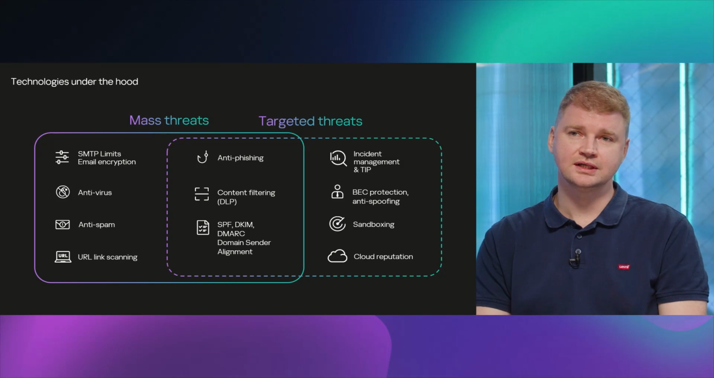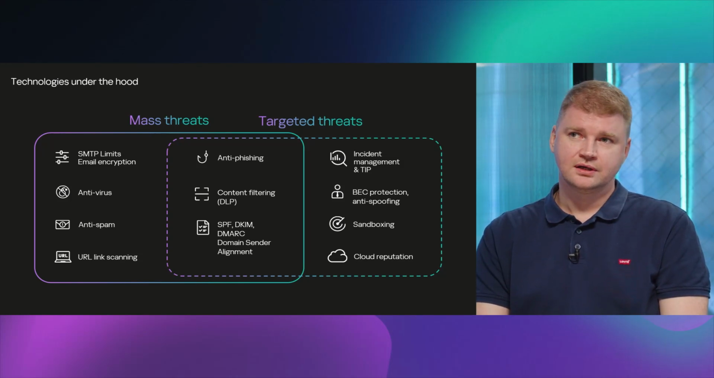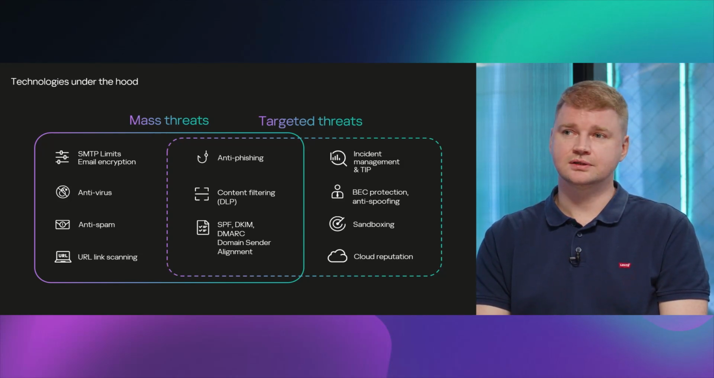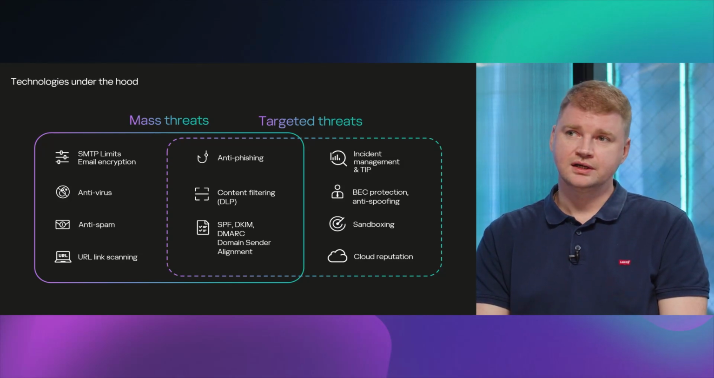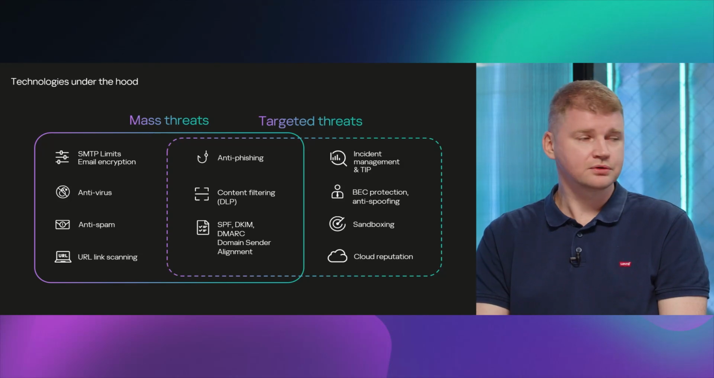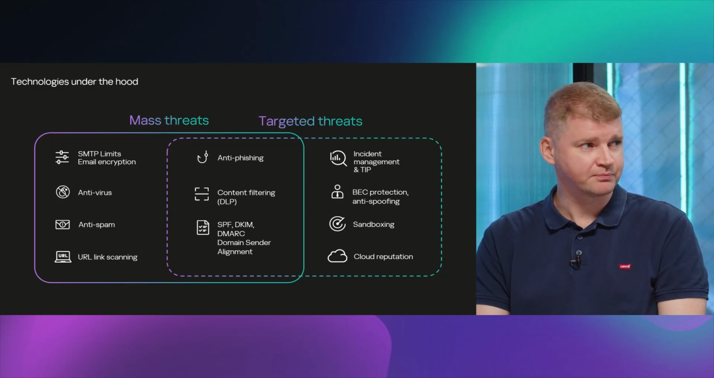Like we do it with email threats, we can do it with technologies as well. For instance, on the left side of the slide, you can see mass threats, and to protect against these threats, we can recommend using antivirus, anti-spam, and of course URL link scanning. Speaking about targeted threats, such as spear phishing, BEC, and spoofing attacks, we recommend using BEC protection, sandboxing technology, and of course, cloud reputation. If something does slip through our protection, incident management becomes very, very important.